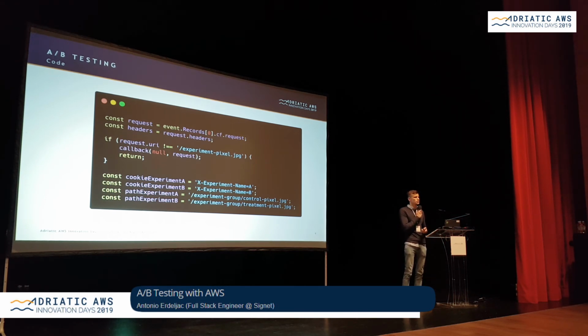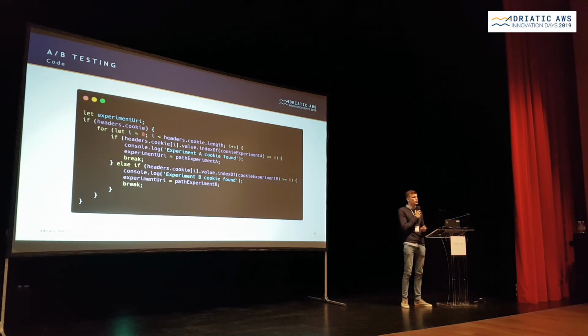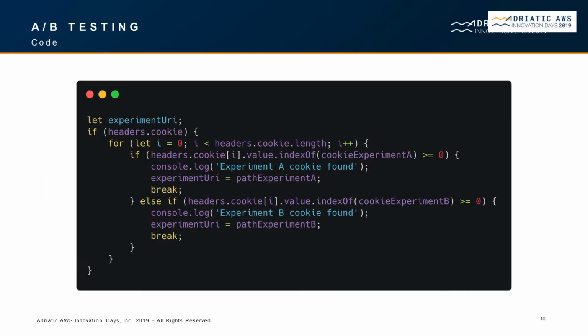If it is, we start assigning some constants and then we are looping through our cookies. If we have an experiment cookie A, we will show the user the experiment cookie A website. If we don't, we are showing the experiment cookie B. And this is probably the most interesting one, the one you are looking for. What if the user visits for the first time? How do we determine what we will show him if he doesn't have a cookie?